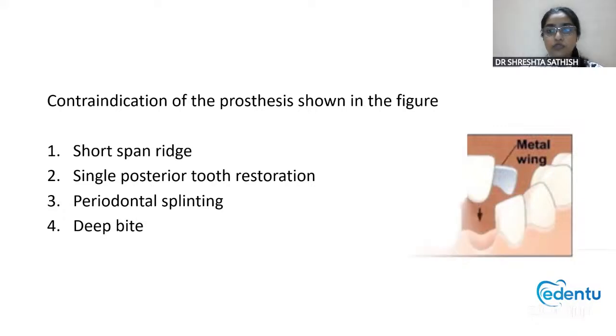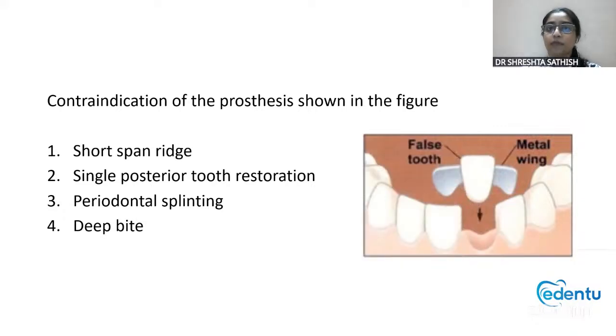In the prosthesis which is shown, what is the contraindication of the prosthesis shown in the figure? So this is a resin-modified bridge, like a Maryland, which is being given for replacement of a single tooth. In this case, a short span bridge, it is indicated. Single posterior tooth restoration, though it is not much advised, it can be given. For example, you have a premolar to replace, you can give. Though it is not much advised because it might not be able to take up too much of load.